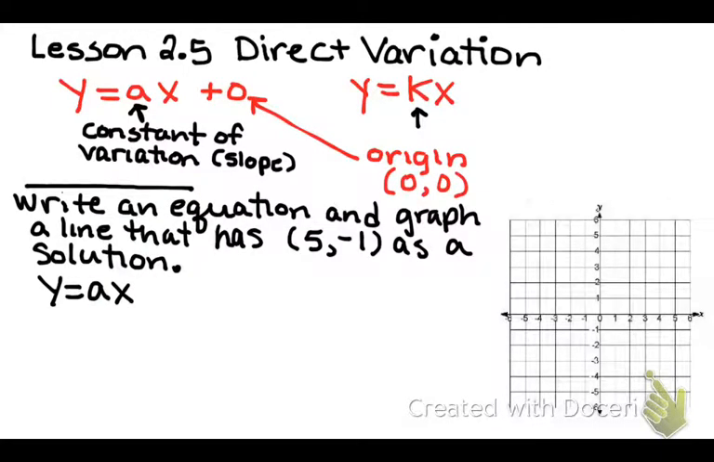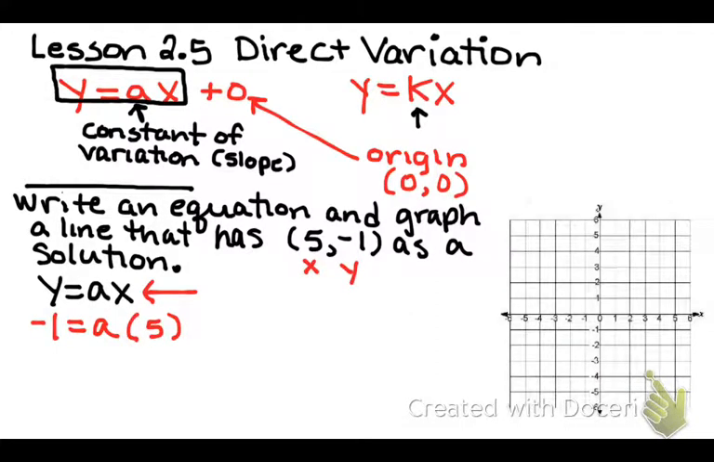Now we're going to write an equation and graph a line that has the ordered pair (5, -1) as a solution, and we're going to use y equals ax. So notice we are not given a slope, so we're going to sub in the values (5, -1) and solve for the slope or the constant of variation.